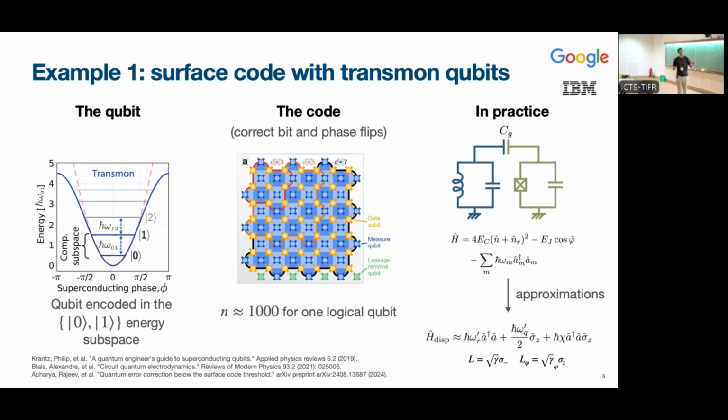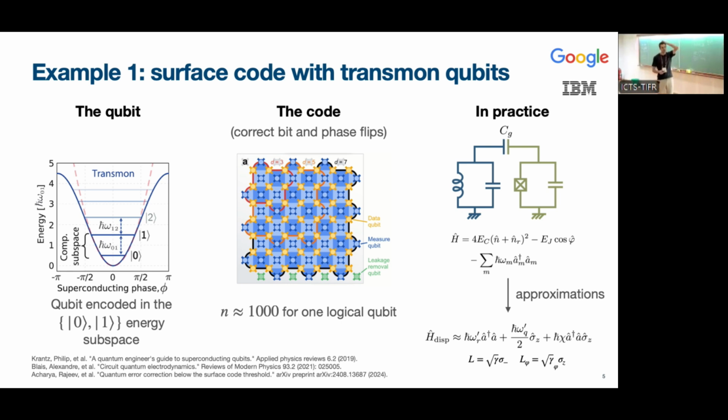And then in practice, what does this look like? You have some circuit, and you can write the energy of the circuit, the classical Lagrangian, and then quantize it, as David DiVincenzo showed. Then you do a lot of approximations, and you end up with a Hamiltonian that describes your qubit, in this case coupled to a resonator to read it.